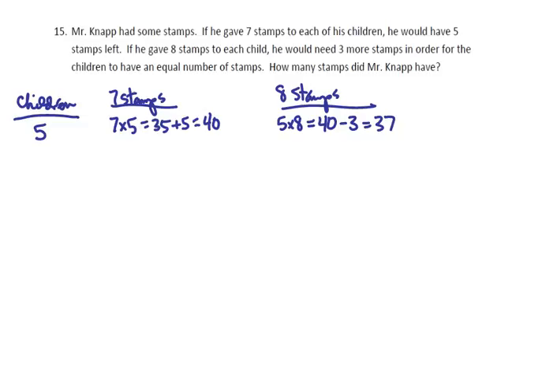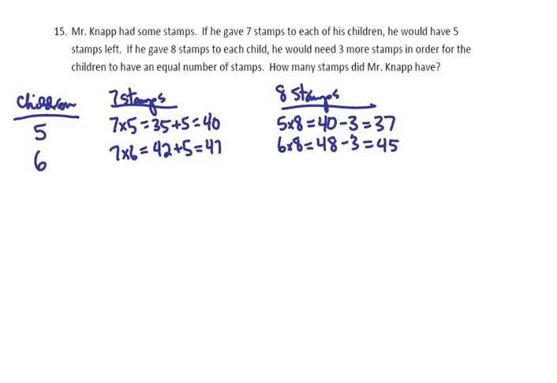If he had 6 children, then 7 stamps apiece would be 7 times 6 is 42. Then he had 5 stamps left over for a total of 47. If he had 6 children and wanted to give them 8 stamps each, he would need 48, but he would be short 3, so he would only have 45. So we went from being 3 apart away from being equal to being 2 away from being equal. And we'll do this again.